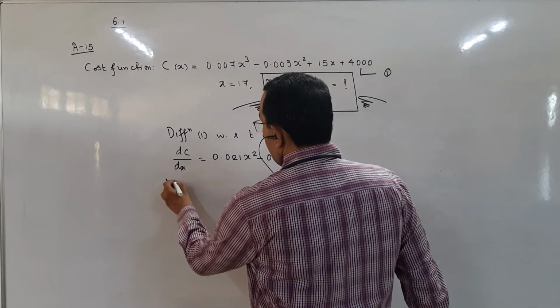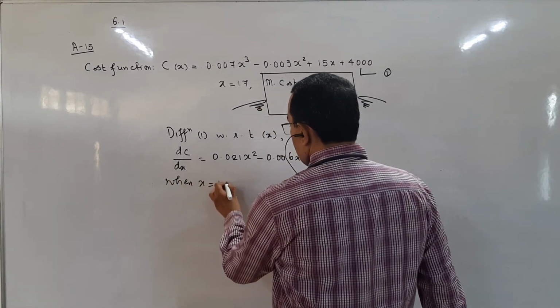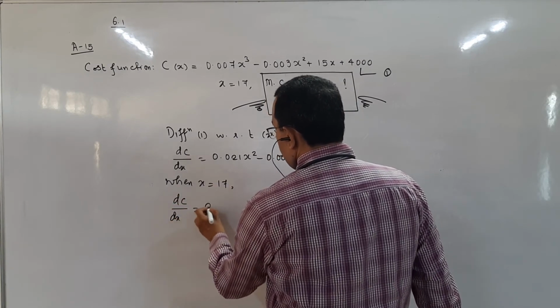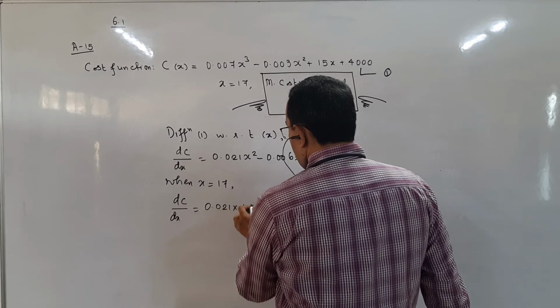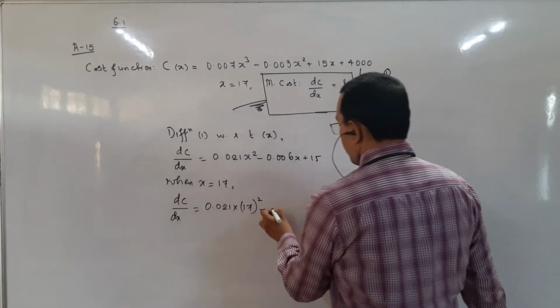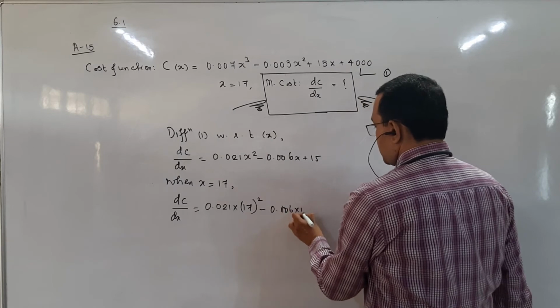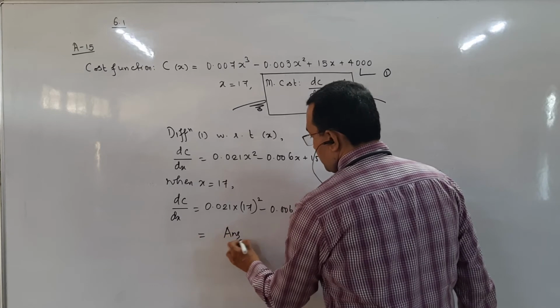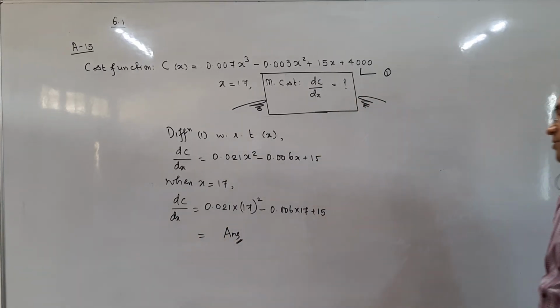So when x is 17, dc by dx we have to obtain, and that will be 0.021 into 17 square, minus 0.006 into 17 plus 15. Simplify using the calculator. That means this is your answer. 289 into 0.021 minus 0.006 into 17 plus 15. Students, using your calculator, you can do the sum.